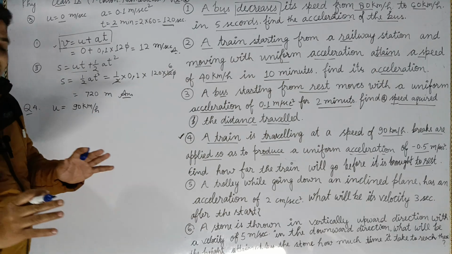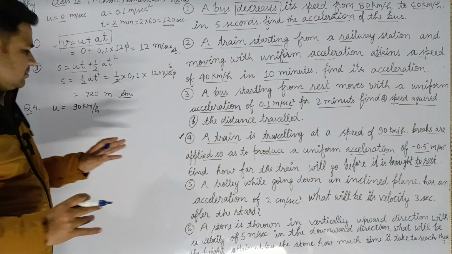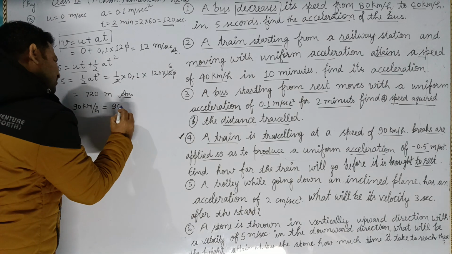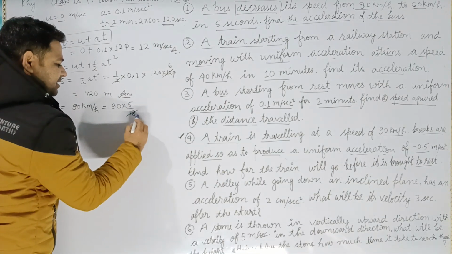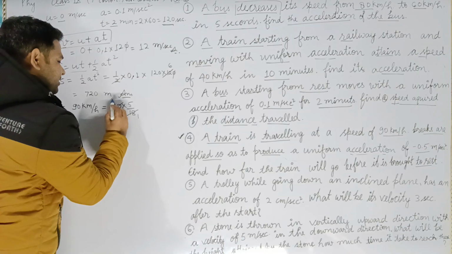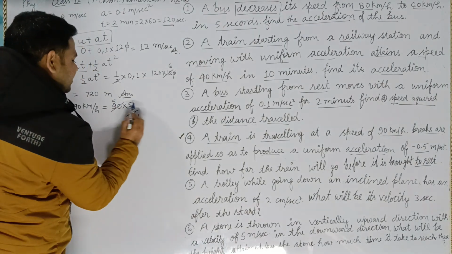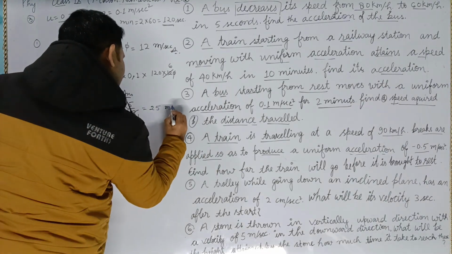We know that when converting kilometer per hour into meter per second, we simply multiply by 5 upon 18. 18 ones are 18, 18 fives are 90. We multiply 5 by 5, which is 25. The result is 25 meter per second.